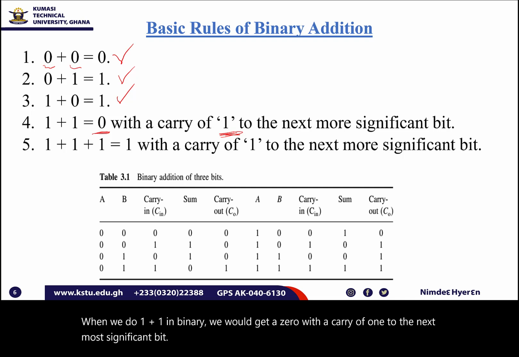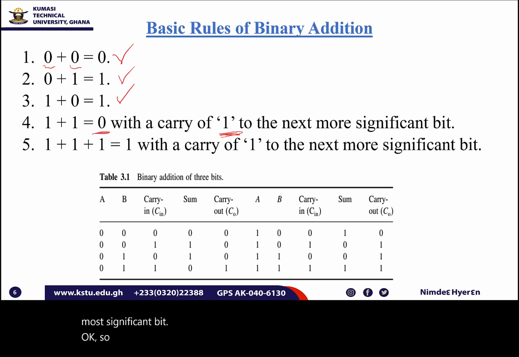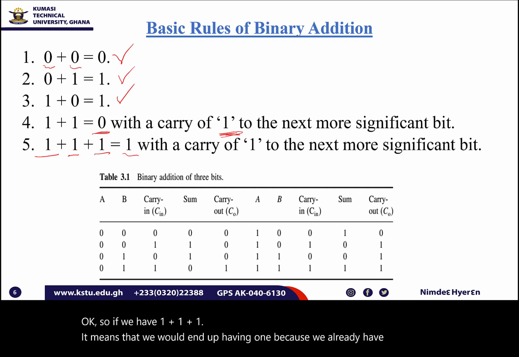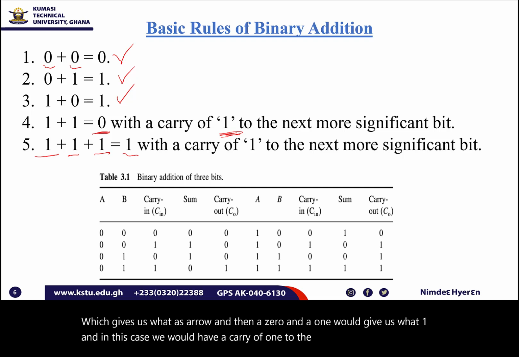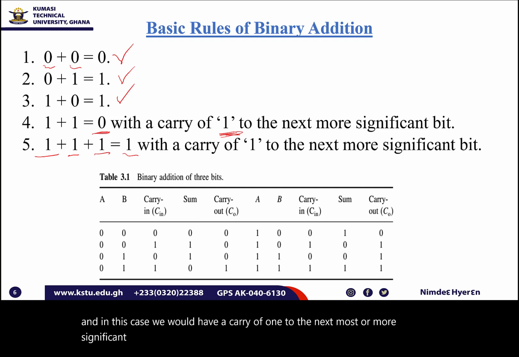Okay, so if we have 1 plus 1 plus 1, it means that we would end up having 1 because we already have 1 plus 1, which gives us a 0. And then a 0 and a 1 would give us 1. And in this case, we would have a carry of 1 to the next more significant bit. So kindly take note of that.